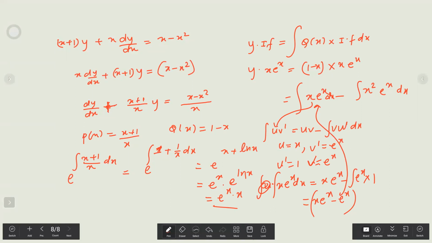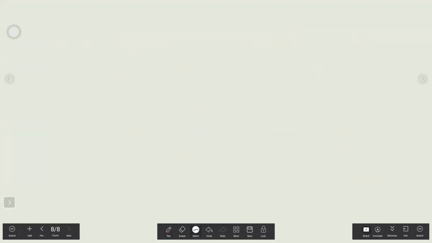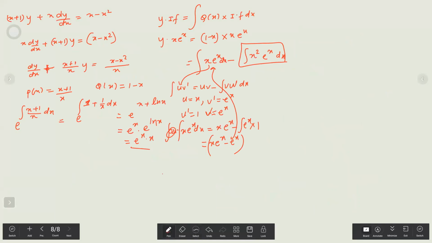Now for this part, x square e raised to x, you are going to do integration by parts twice. Let me show it to you here. If I take the integration of x square e raised to x, I'm going to first do this part, which is x square e raised to x minus the integral of e raised to x times 2x, which is uv minus v times u dash.